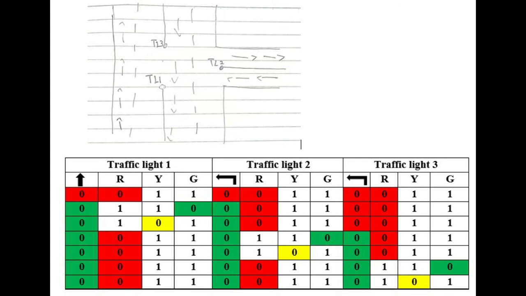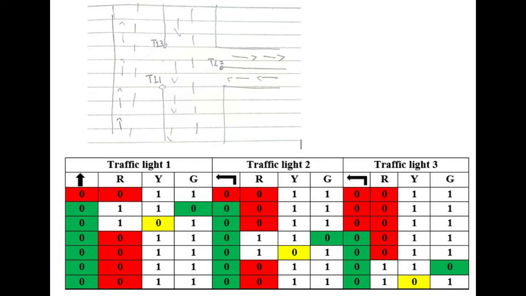By default, all the traffic lights are red. Now let me explain the direction of the traffic lights first. The first traffic light will allow the drivers to move straight or turn right. The second traffic light will allow the drivers to turn left or turn right. And the third traffic light allows the drivers to go straight or turn left.